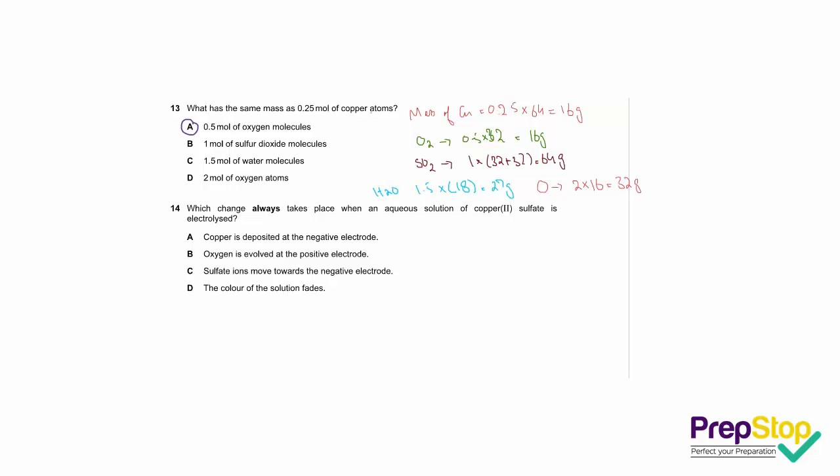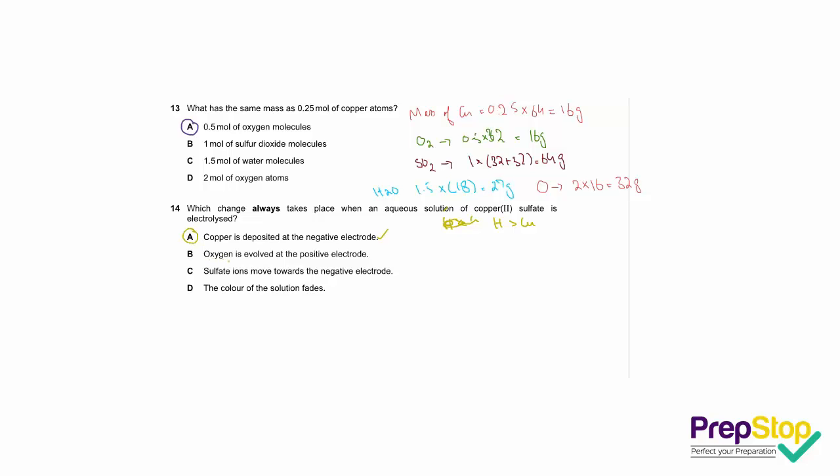Question 14. Which change always takes place when an aqueous solution of copper(II) sulfate is electrolyzed? Option A. Copper is deposited at the negative electrode. This is true because copper is below hydrogen in the reactivity series, so copper will always discharge at the negative electrode. Still, let's take a look at the other options.